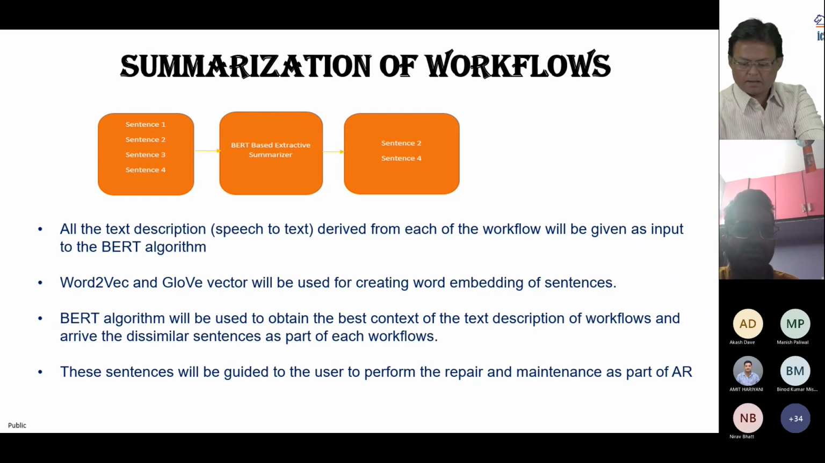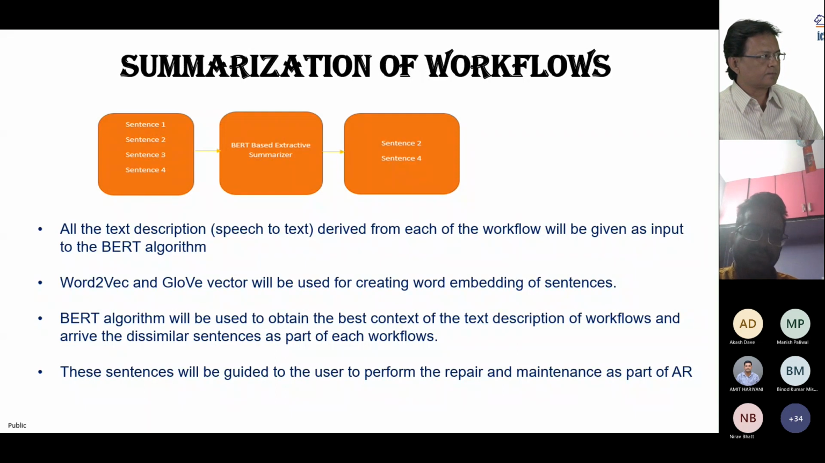So in one segment the user is trying to remove the battery, in another segment he is trying to replace the battery, and in another segment he is trying to fix whatever issues are there. Those are the summary context levels which we are getting using the summarization approaches and the workflows, and so we use the BERT algorithm and a couple of other algorithms.